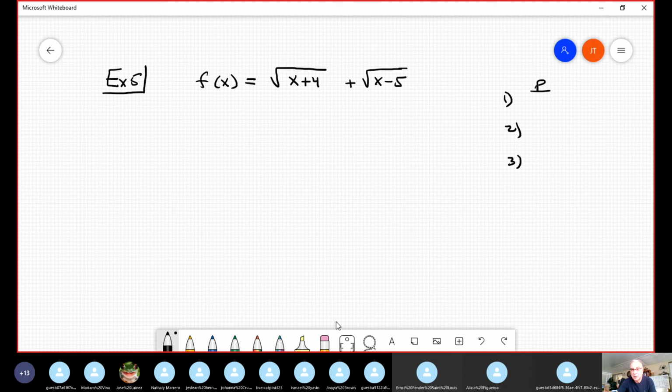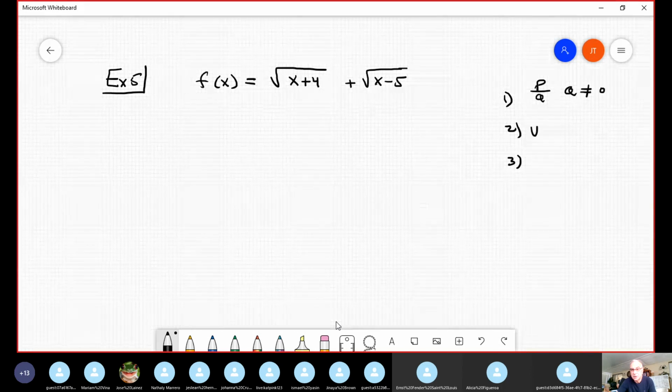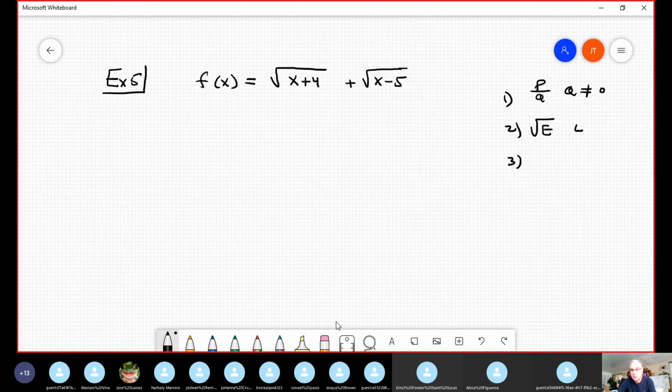When there's division, P divided by Q, the denominator is not zero. When there's a radical in the numerator, non-negative. When there's a radical in the denominator, just positive. So it's obvious in this case we have two radicals, and they are in the numerator. So we apply restriction number 2, but you apply it twice.